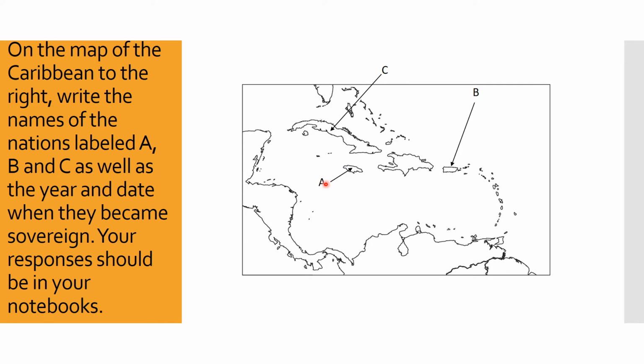What I want you to do for me is to identify the nations that I have labeled. I have labeled A, B, and C. Record in your notebooks the name of the nations labeled. You should also be able to tell me the date when these nations became sovereign. Feel free to utilize online sources.